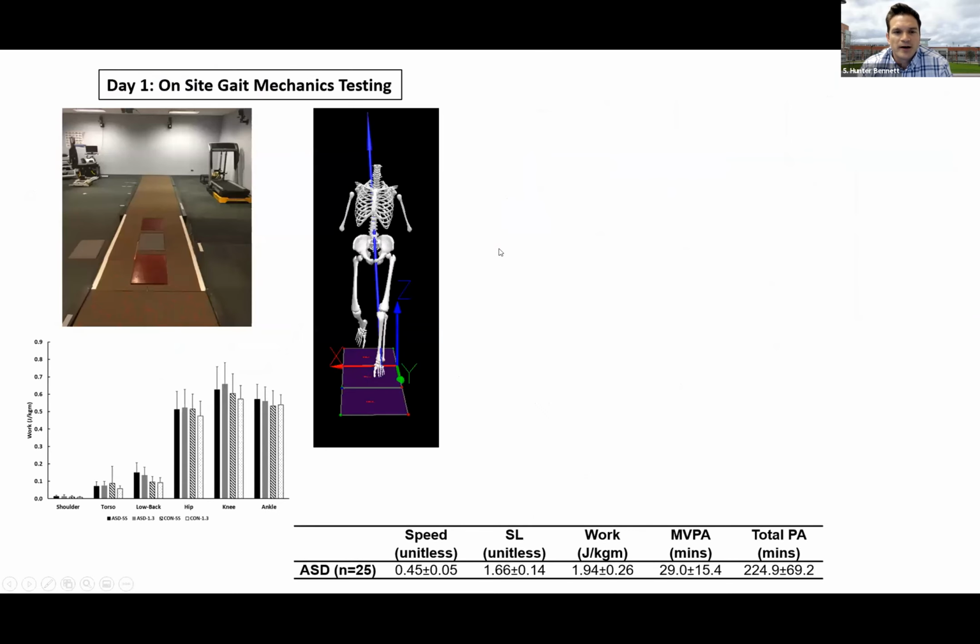We recruited 25 youth with ASD between the ages of 13 and 18 and had them perform 2 different types of testing. First was on site in our neuromechanics lab. We performed traditional gait biomechanics testing, where we calculated their joint powers and their joint works, both positive and negative. Then we took the sum of the absolute values for each one of those joint works and took it across the entire body to give us total mechanical work. So some measure of the effort level for them to walk, as well as their speeds when walking at self-selected speeds and their stride lengths.